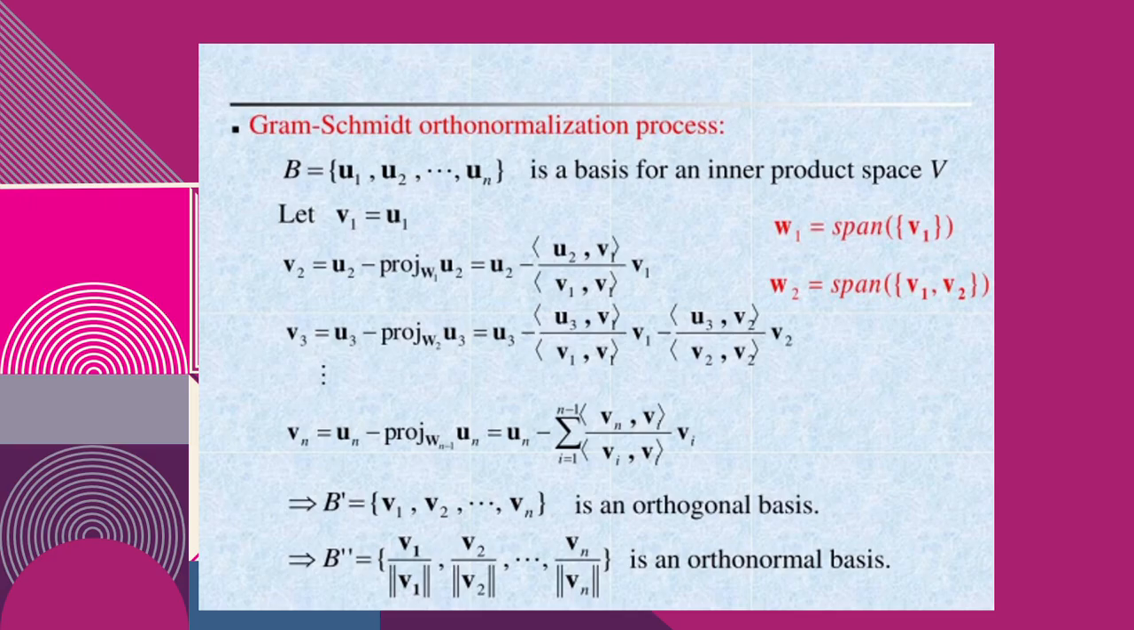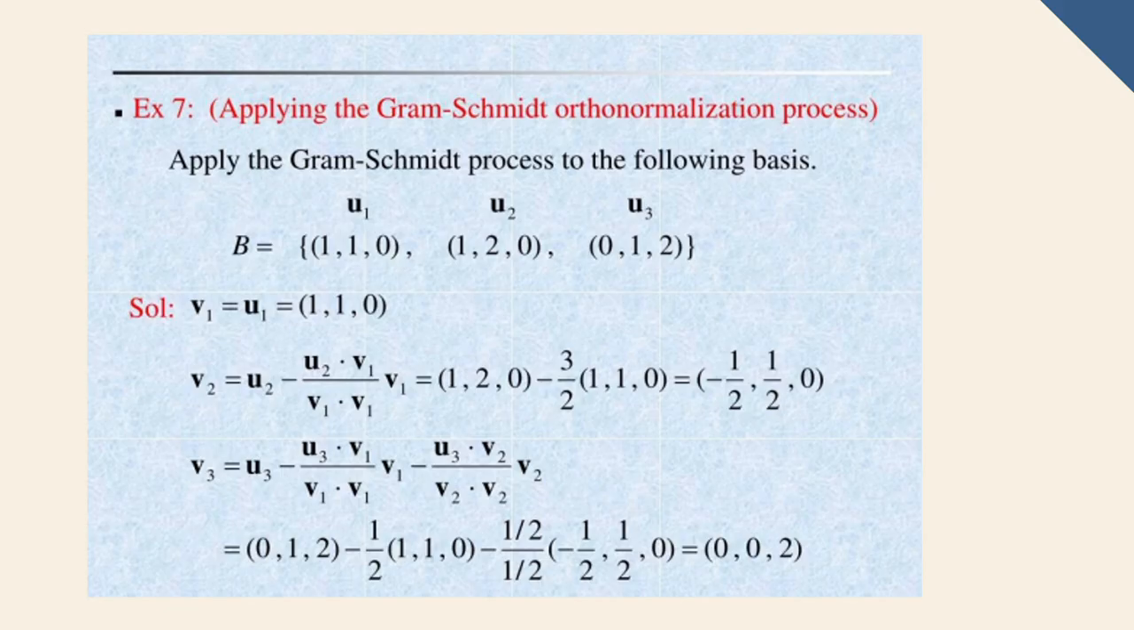For the third vector, we subtract away its projection onto both v1 and v2. We keep repeating this for every remaining vector. At the end, we get a new set B prime that is fully orthogonal. If we then normalize each vector, meaning divide each one by its own length, we get B double prime, which is a fully orthonormal basis.